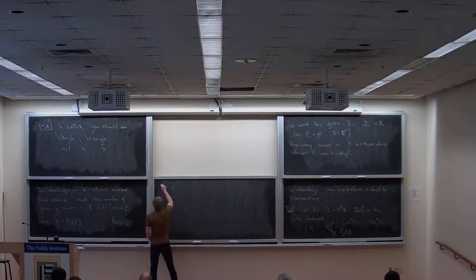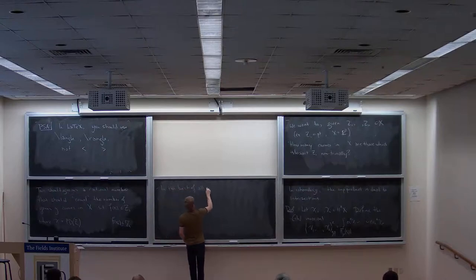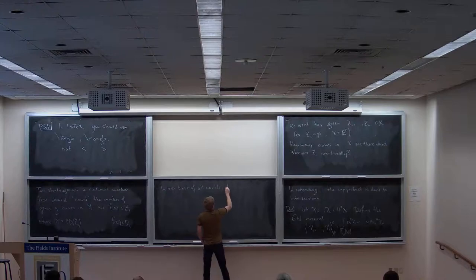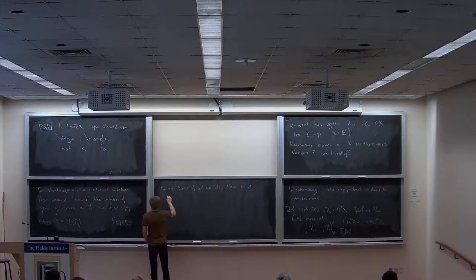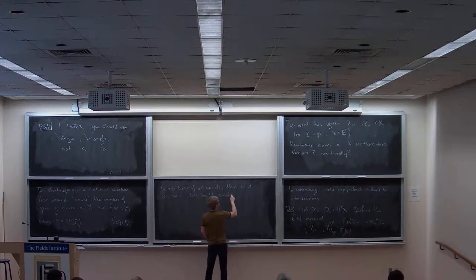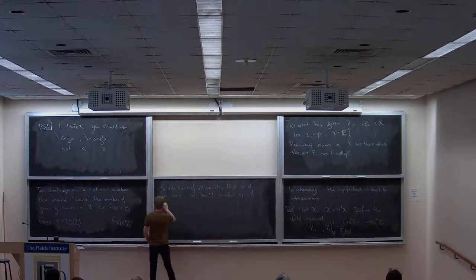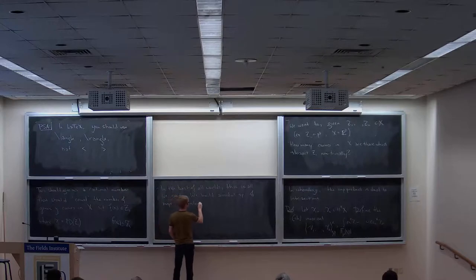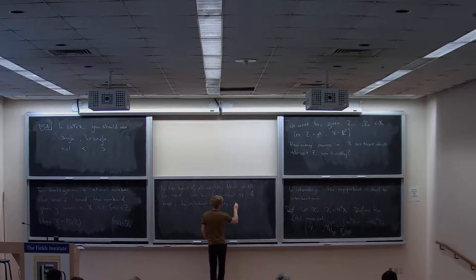So, in the best of all worlds, this is all we need. We build a moduli space of maps, do intersection theory on it, and we get our answers.